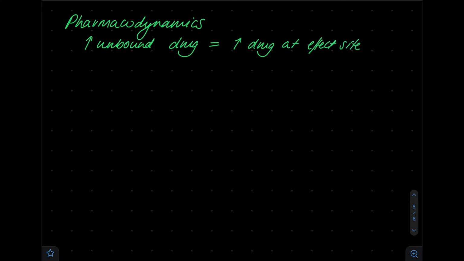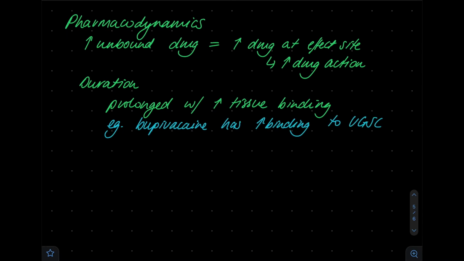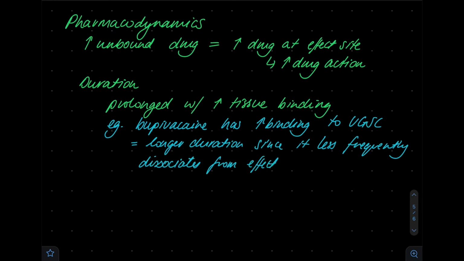Moving on to the next major heading, pharmacodynamics. Generally, the unbound drug fraction can diffuse and act at the effect site. Therefore, when there is increased free drug, there will be more drug at the effect site, which will cause a stronger response. In terms of duration, drug action is prolonged when there is increased tissue protein binding. For example, bupivacaine has prolonged binding to voltage-gated sodium channels, which means that there is a prolonged duration of action, since bupivacaine does not frequently dissociate from the effect site.